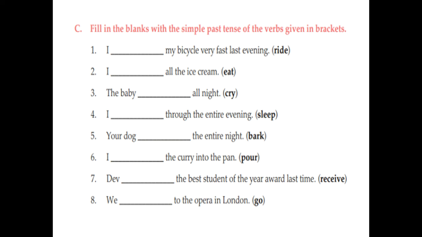8. We ___ to the opera in London. So here the verb go is in the present form. How will you change it into the past? Go, went. We went to the opera in London.